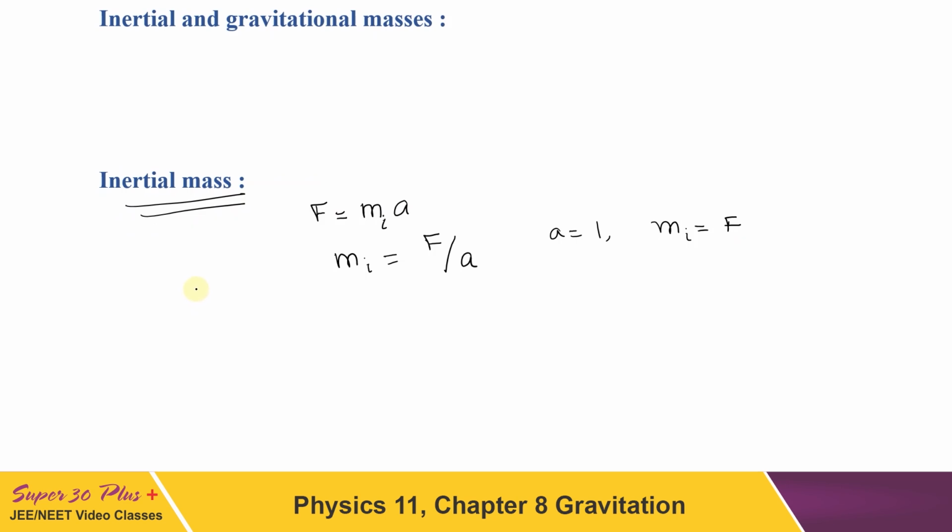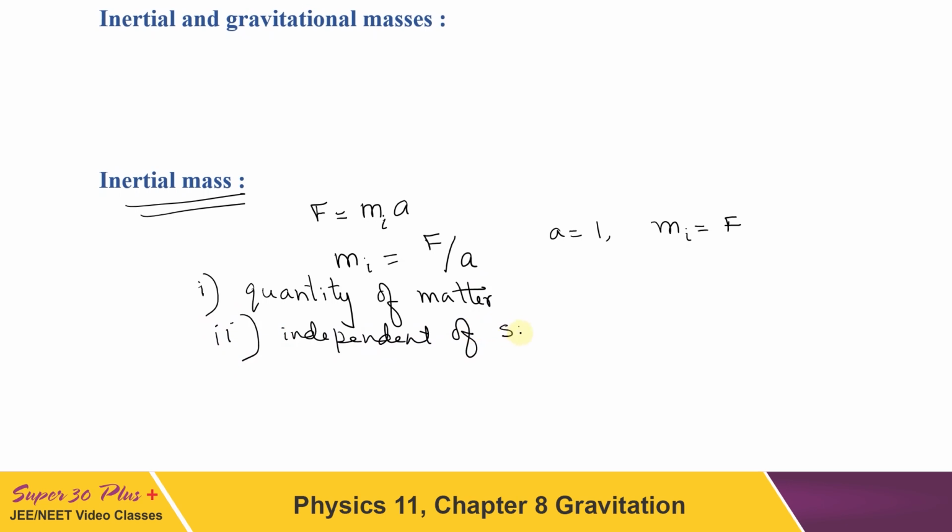Now let us see what the properties of inertial mass are. Many properties can be discussed. The first is that the inertial mass of a body is proportional to the quantity of matter in the body. The second property is that inertial mass is independent of size, shape and state of the body. It does not depend on the shape or size, it only depends on the quantity of matter inside the body.